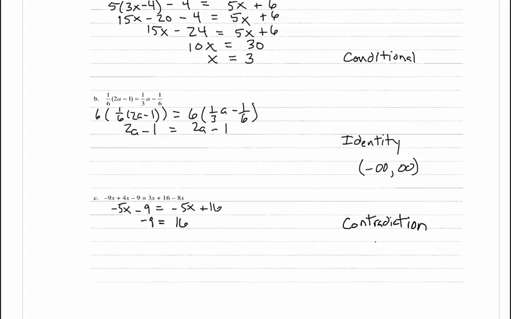And when you have a contradiction, that means there's no solution, or an empty solution set. And that's our video on types of solutions.